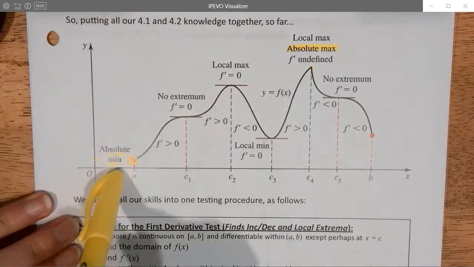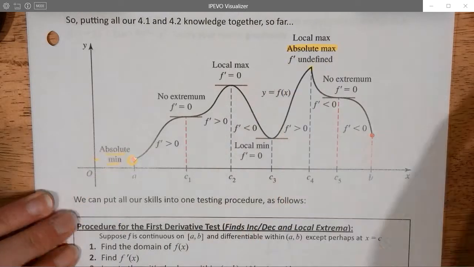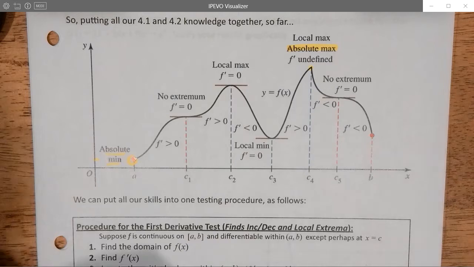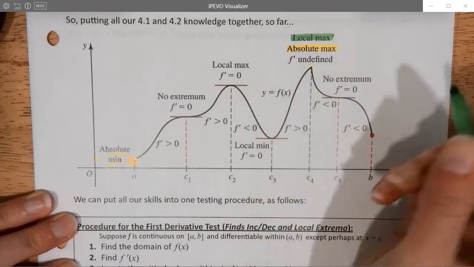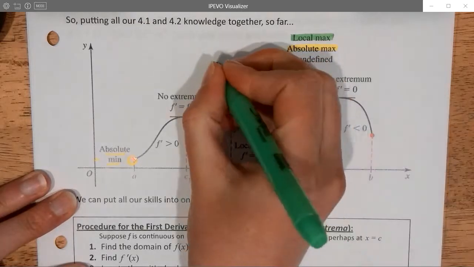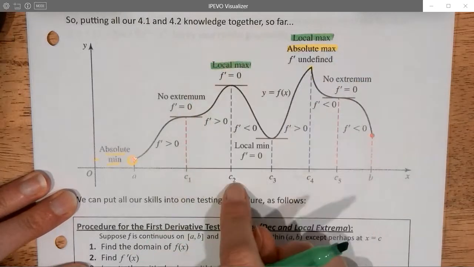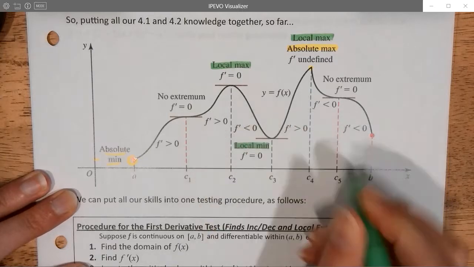The absolute minimum is at an endpoint. The absolute maximum is at an interior point. Since it's an interior point, that point is also a local maximum or relative maximum. There are a few other local extrema. There's a local maximum at C2, and there's a local minimum at C3.